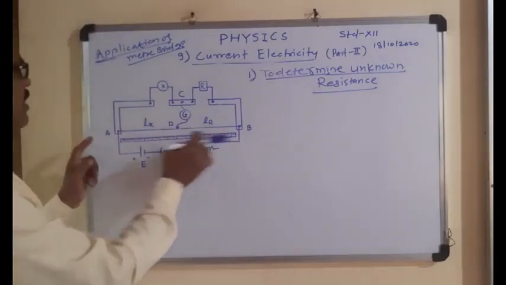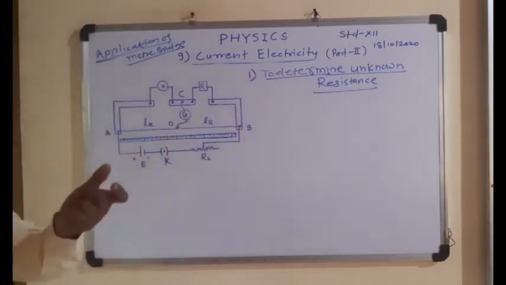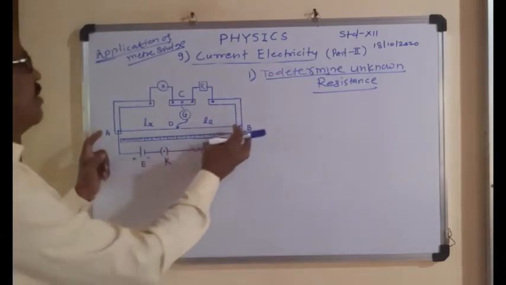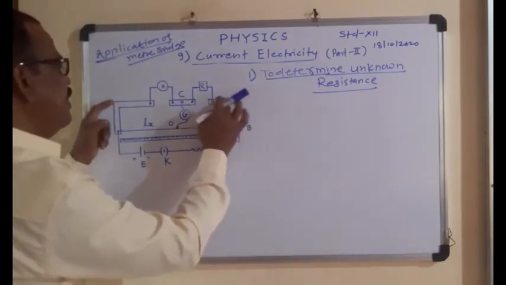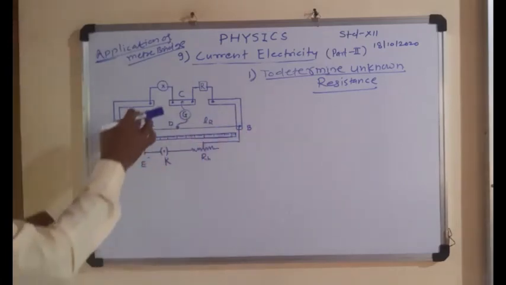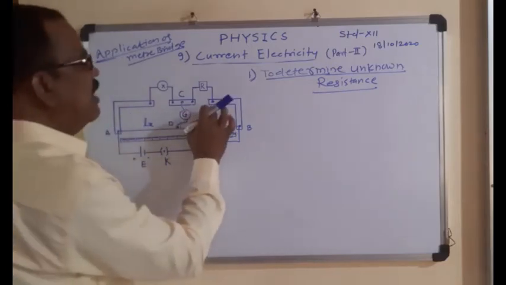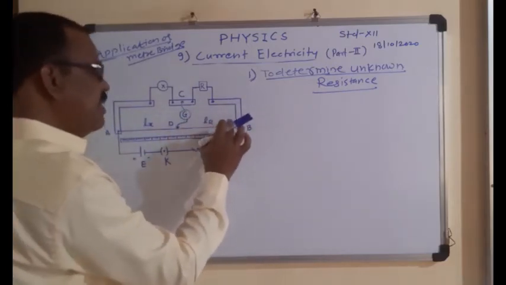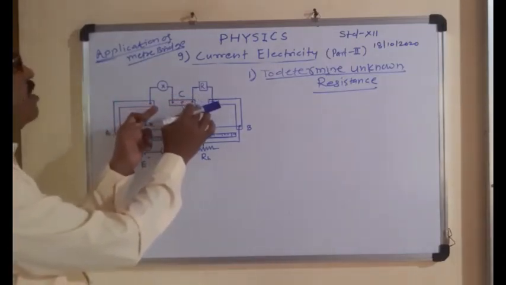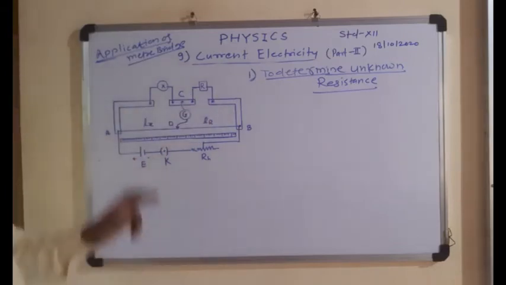This network consists of a long uniform cross-sectional wire, that is, the length of wire is equal to 1 meter. This wire is fixed between the two L-shaped metallic strips between the points A and B. This is one metallic L-shaped strip, and another metallic L-shaped strip is fixed on the wooden board. A third metallic strip is fixed between the two L-shaped strips so that it forms two gaps.